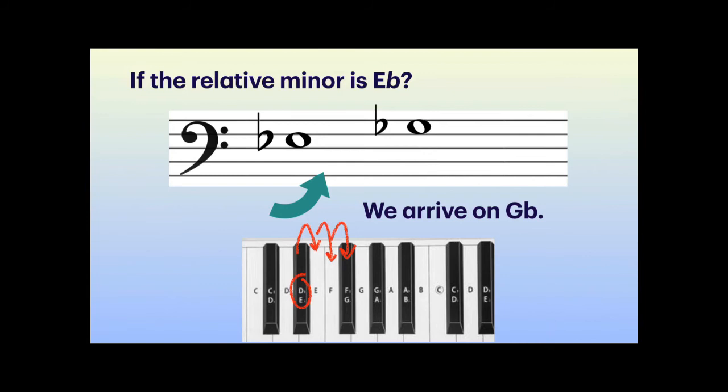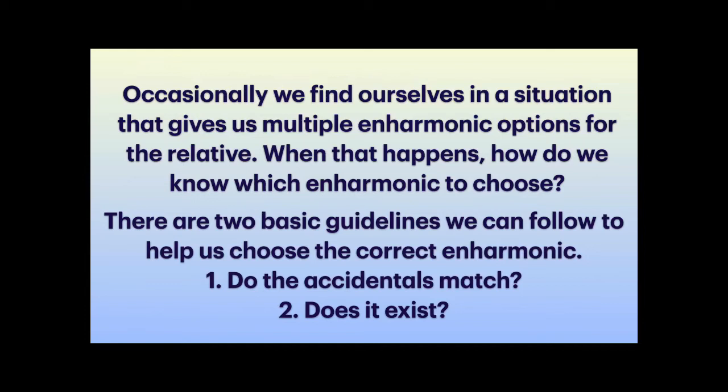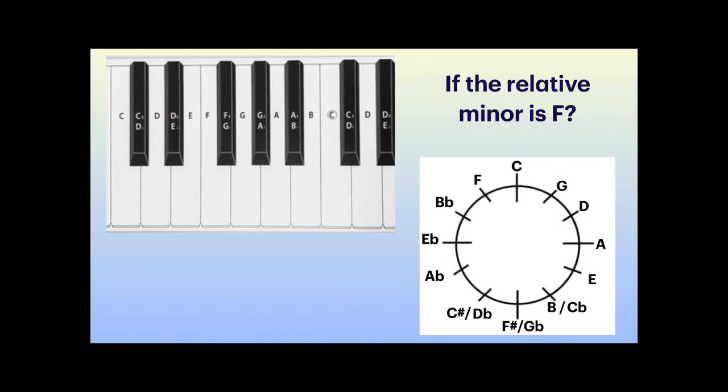Now we look at guideline number 2. Does it exist? What if the relative minor is F? Well, we know that we need to go up 3 half steps to find the relative major. So let's do that. 1, 2, 3. We've just landed on G sharp and A flat. Those are 2 of our enharmonic spellings to find our key signature. Does it exist? Well, look at the circle of fifths on the lower right. Do we see a G sharp major on that circle? We do not. Do we see an A flat major on our circle of fifths?